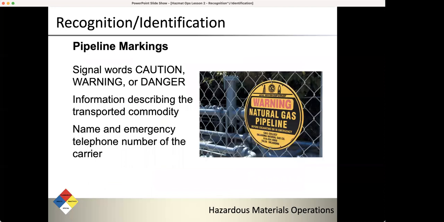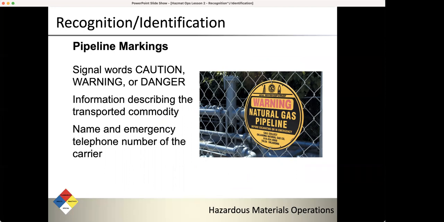Pipeline markings, again, we'll see the caution, warning, or danger. Caution being the lowest hazard, danger being the highest hazard. You're going to see information describing the transported commodity. So in this example, it's natural gas. And it will have the name and emergency telephone number of the carrier.